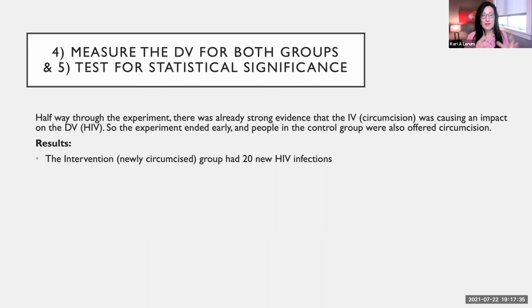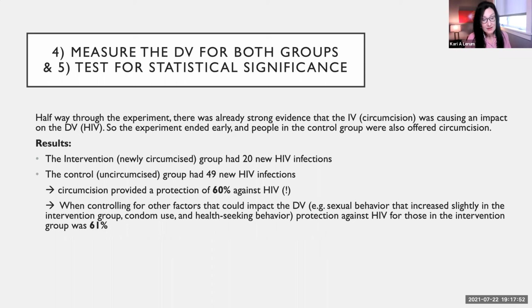So here are the results. The intervention group, the newly circumcised group, did have 20 new HIV infections during this time of the experiment. So circumcision did not prohibit HIV from happening. So it wasn't 100% effective, obviously. However, look at the control group of uncircumcised men. They had more than double the HIV infections.